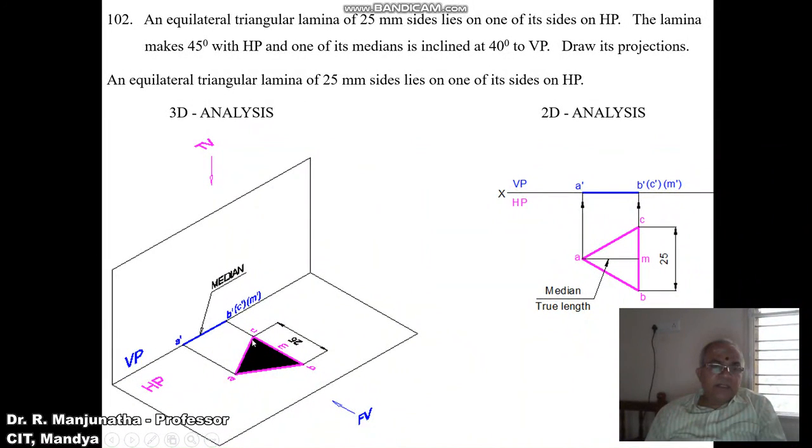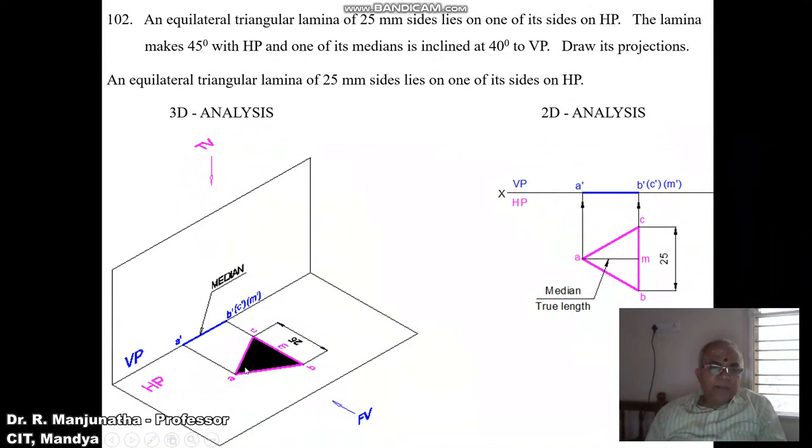We cannot consider C2, the midpoint of AB, as one of the medians because the line is inclined to VP. So obviously you're going to get the apparent length here. And here B2, the midpoint of the opposite side, which is AC. Again BM is also inclined to VP, so you are getting the apparent length. So we need the one which is having the true length.